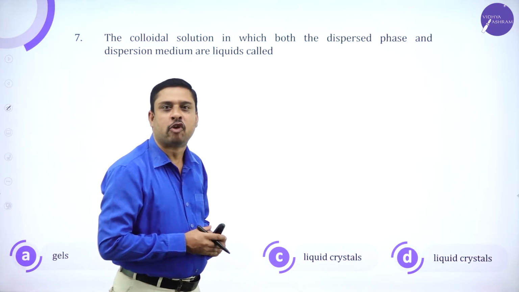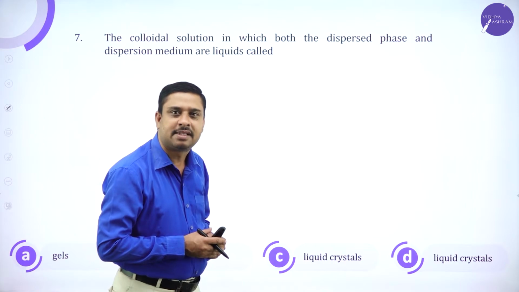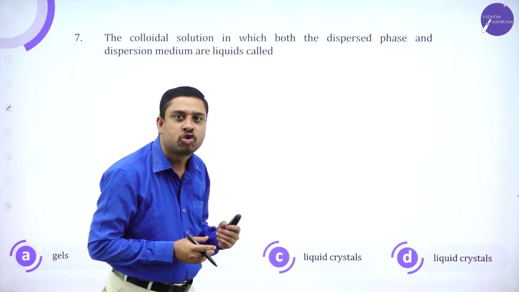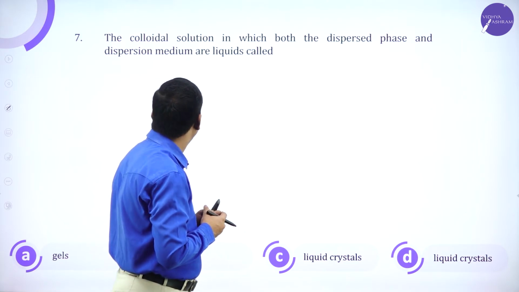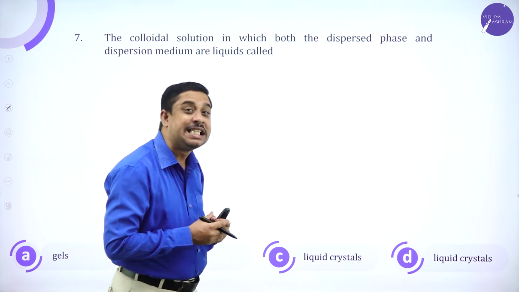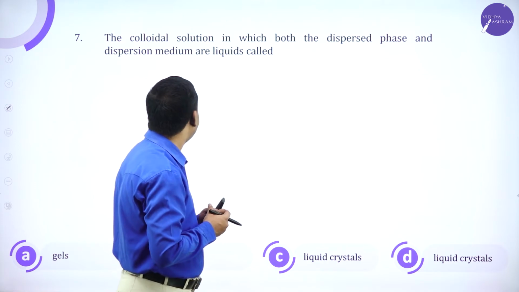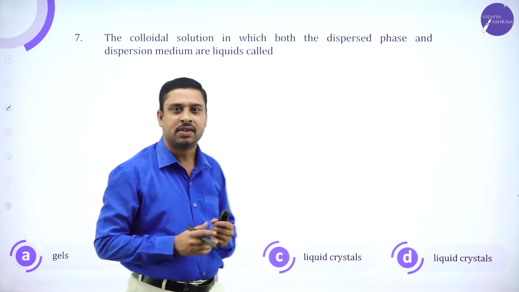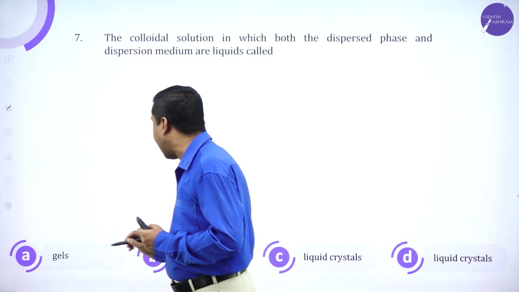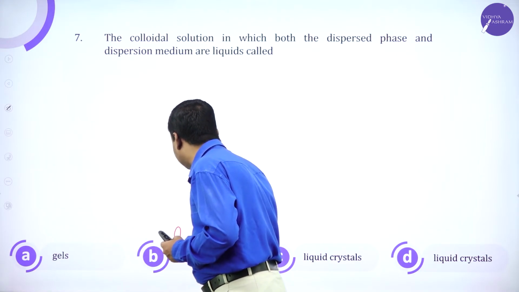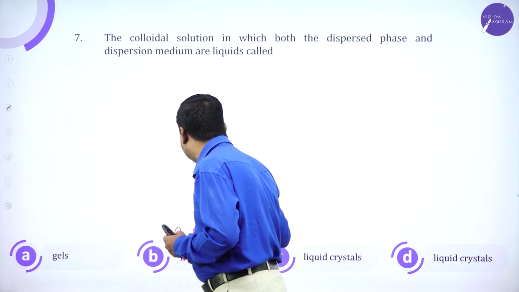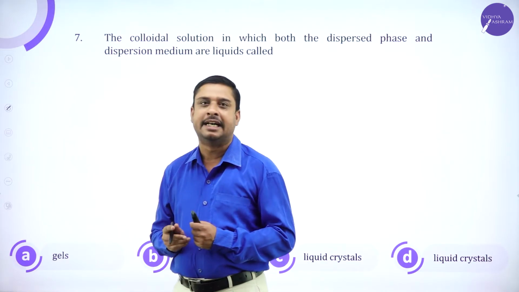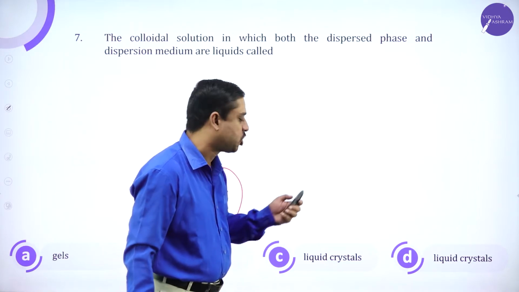This is actually from the previous syllabus. The colloidal solution in which both the dispersed phase and dispersion medium are liquids are called emulsions. I don't take up the discussion because you're not exposed to the theory. It is emulsion.